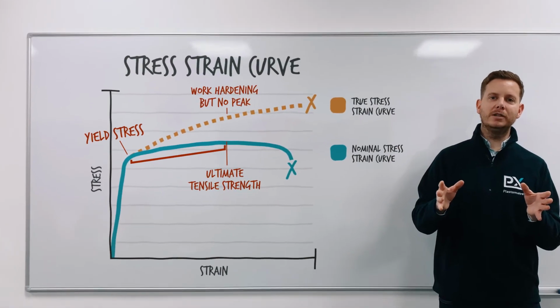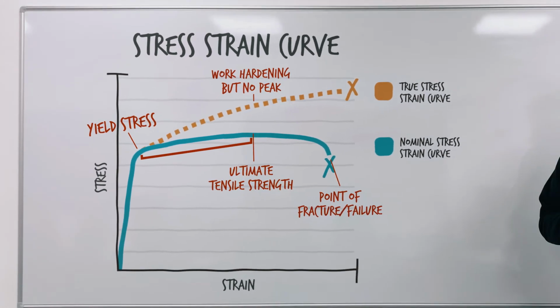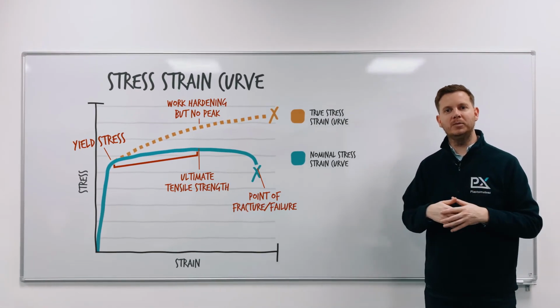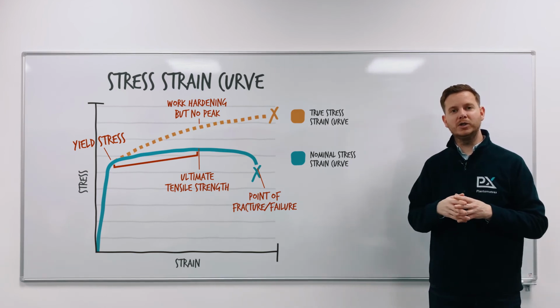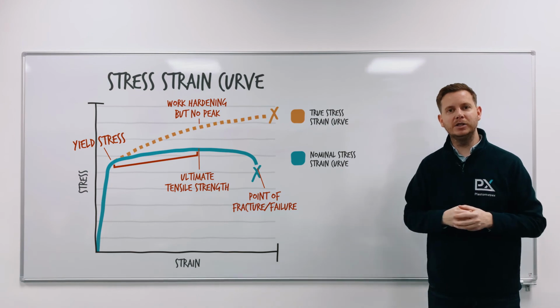The final feature I'd like to draw your attention to on the nominal stress-strain curve is the point at which the material fractures. This is often called the elongation to failure, or more commonly, the ductility. Now we talk in a little bit more detail about ductility in a follow-on video where some of the misconceptions around this value and its engineering utility are discussed in more depth.